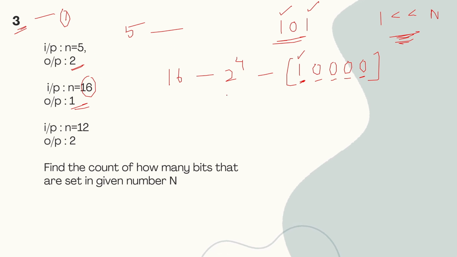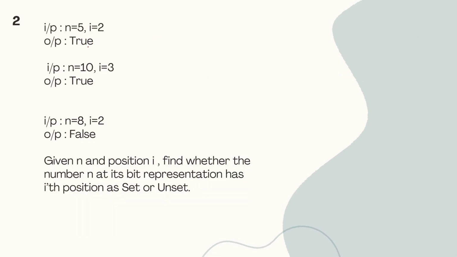So in a similar fashion, can we solve this problem? You just need to see how many bits are set. Can we relate it to the first problem? I think no. Why? Because the first problem is completely different. In that problem we are just finding 2 power something. Can we relate it to the second problem? In the second problem, we are checking whether the number at that bitwise position is set or not.